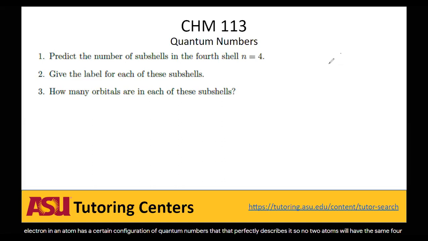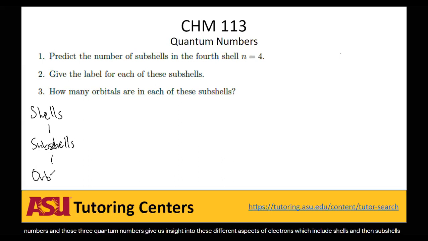There are four quantum numbers that we want to know about. In this video, we'll be discussing three of those quantum numbers. Those three quantum numbers give us insight into these different aspects of electrons, which include shells, and then subshells within those shells, and then orbitals within those subshells.